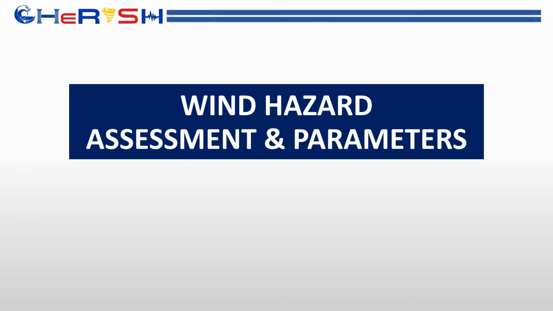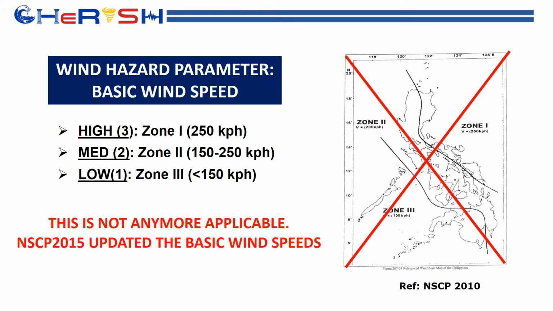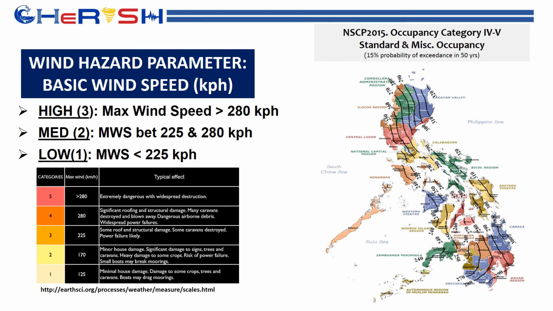Let's go into wind hazard assessment and parameters. In the previous study, the wind hazard parameter used is related to zones, but this is not used anymore, or this was already updated by the National Structural Code of the Philippines, in the 2015 edition. So the present checklist is now updated using the latest code. And this is the latest code. In the latest code, instead of wind zones, we now have wind contours.